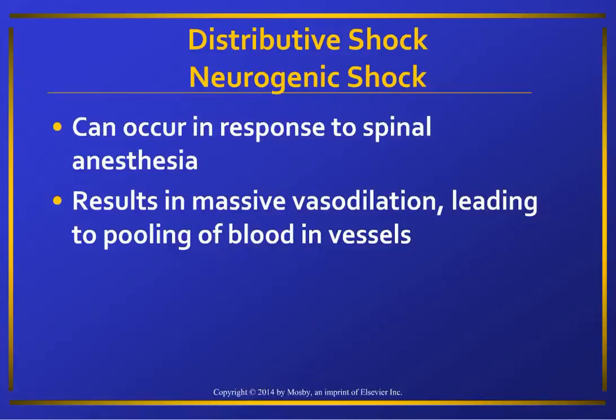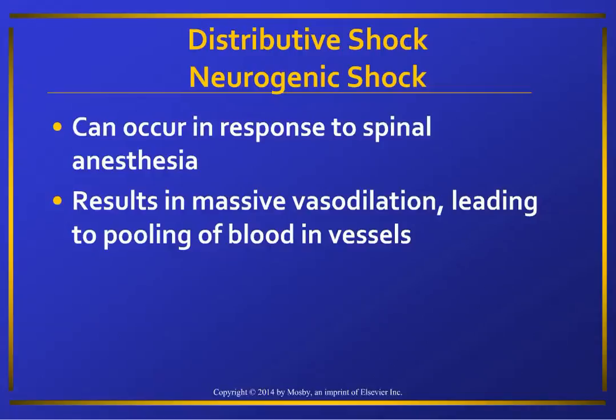The injury results in massive vasodilation without compensation due to the loss of the SNS vasoconstrictor tone. This massive vasodilation leads to a pooling of blood in the blood vessels, tissue hypoperfusion, and ultimately impaired cellular metabolism. See Figure 67.4.